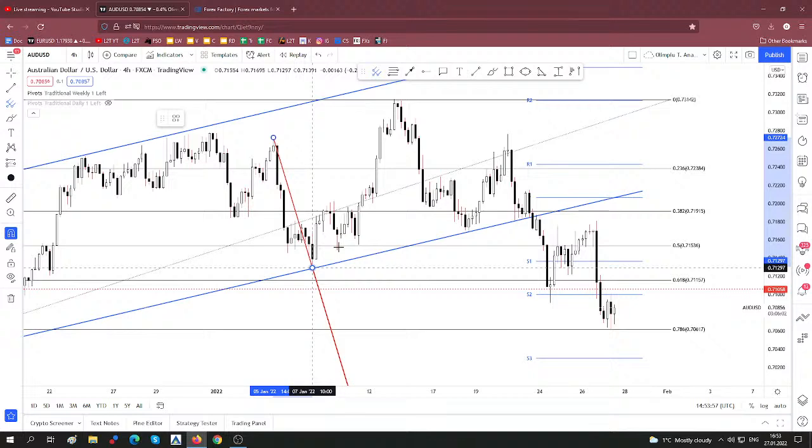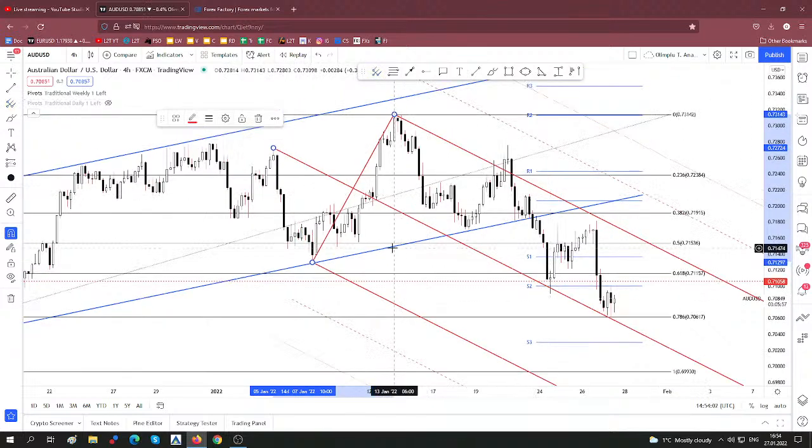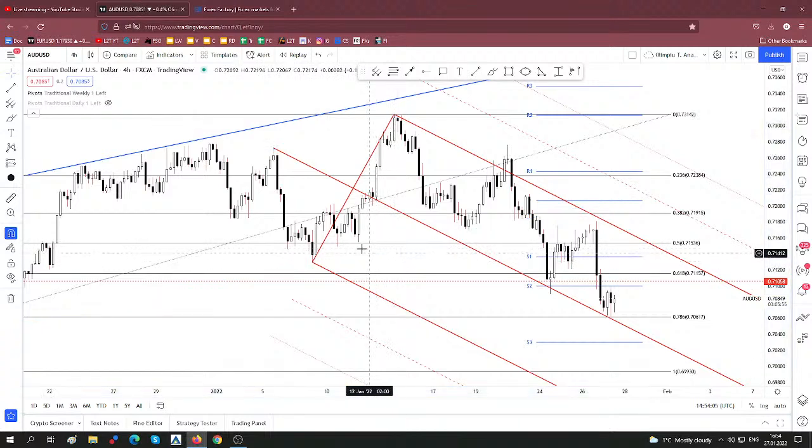Let's see, I'll draw something like this, a descending pitchfork. Maybe I will delete this channel.